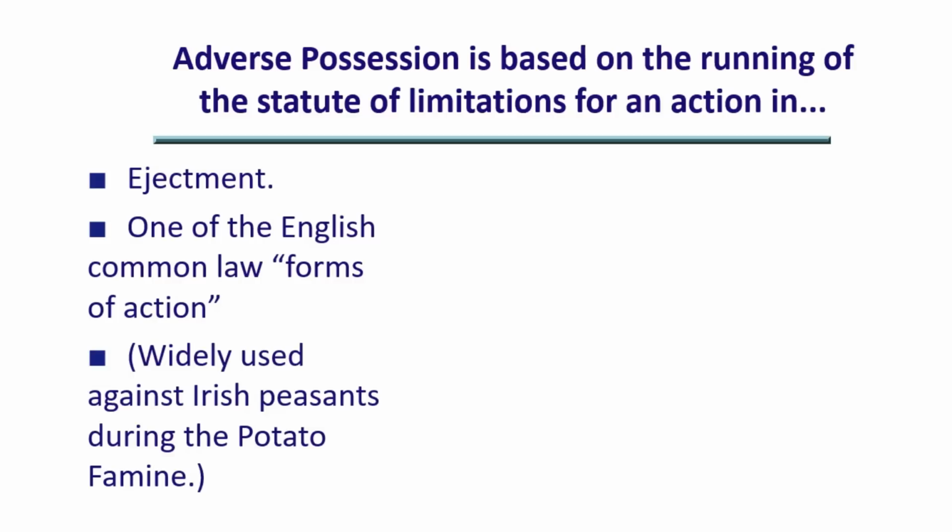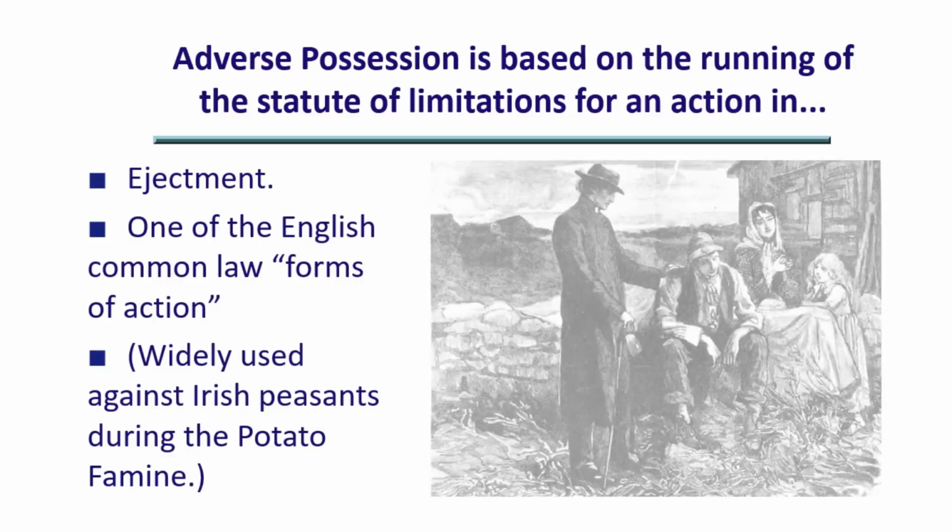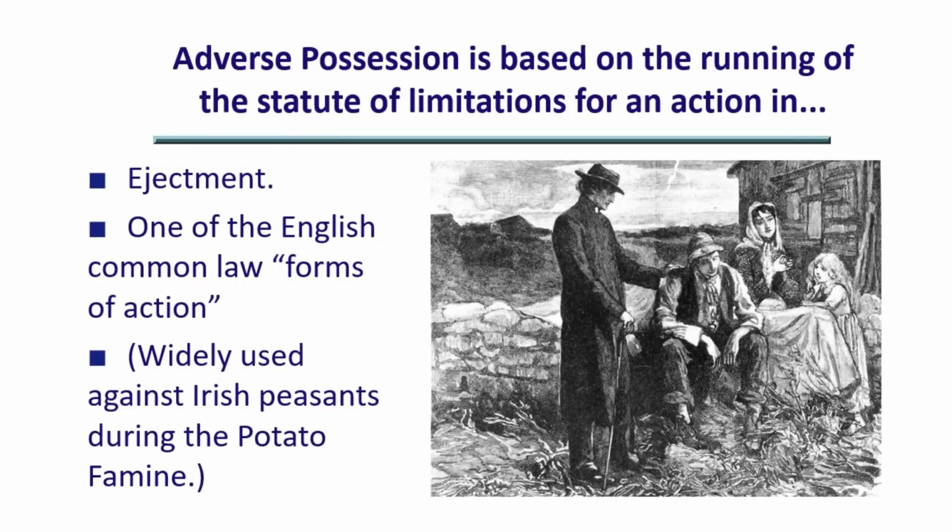For example, ejectment was widely used against Irish peasants during the potato famines of the early to mid-1850s. If the Irish peasants couldn't pay their rent, the landlord would go to court, file an action in ejectment, and have the court evict them from their property. So the result of ejectment is an eviction order from the court.